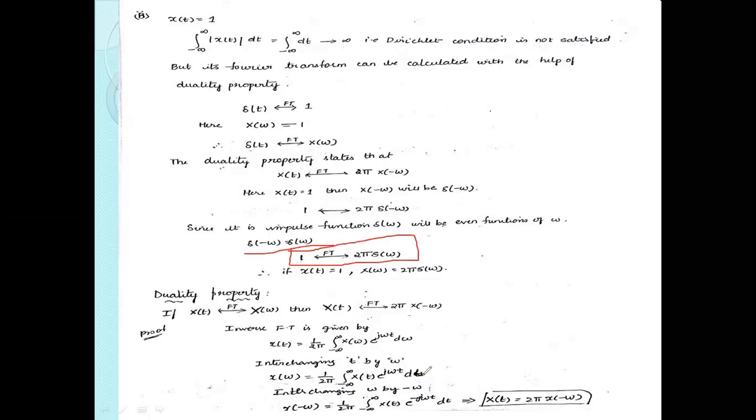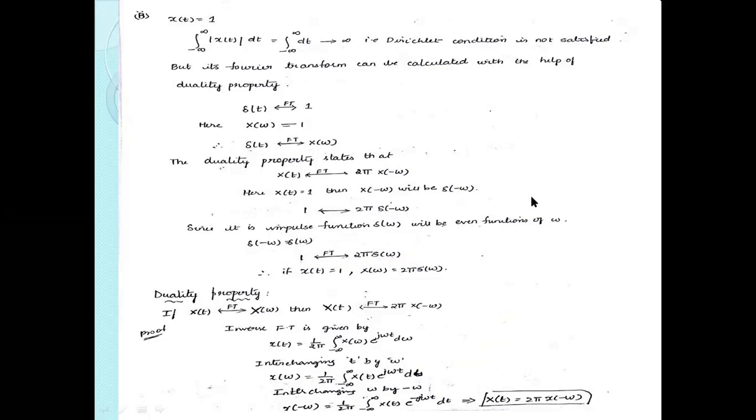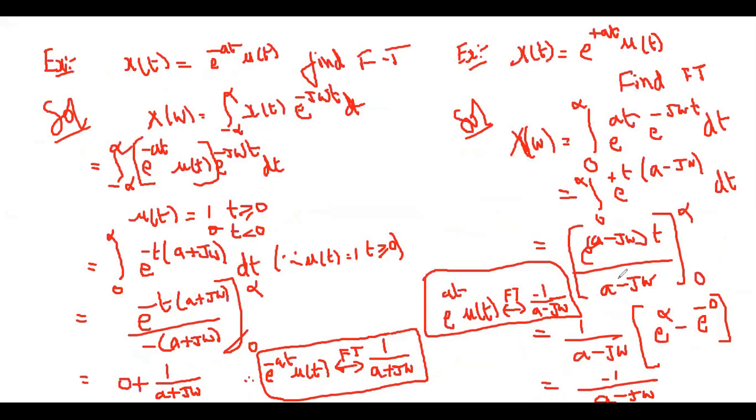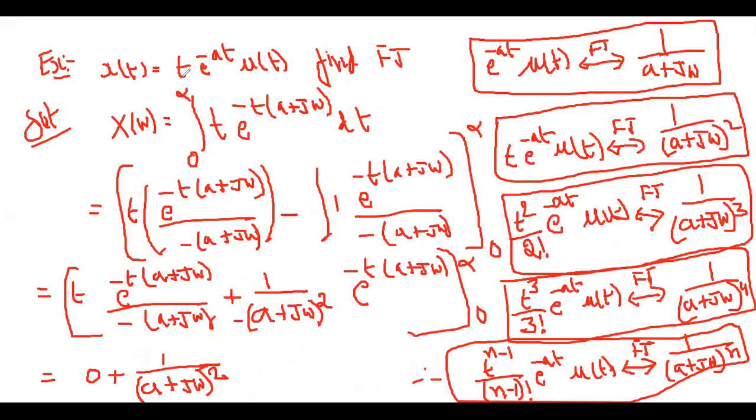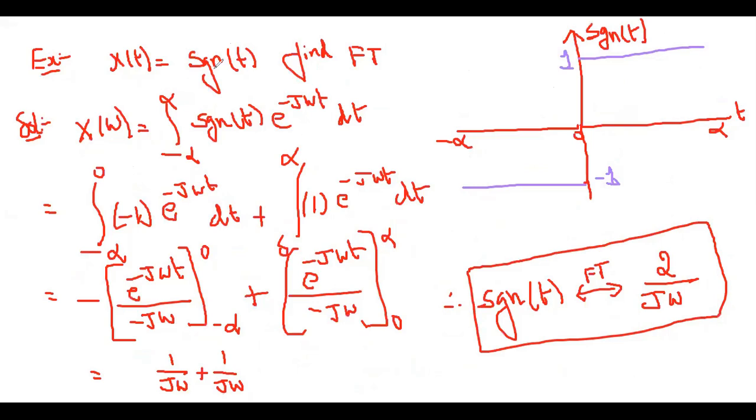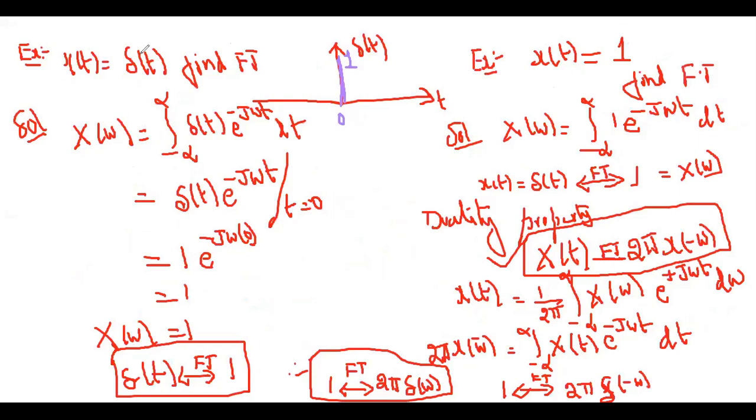Okay, by using this duality property, my students, it is very important. Today we discussed the Fourier transformation of e power minus at mu of t and e power plus at mu of t, and the Fourier transformation of e power minus a magnitude of t, and the Fourier transformation of t into e power minus at mu of t. When t is multiplied, 1 by a plus j omega becomes 1 by a plus j omega whole square, and so on. And the Fourier transformation of the signum function is 2 by j omega, the Fourier transformation of the impulse function is 1, and the Fourier transformation of a constant is 2 pi into delta omega. Got it? It is a very, very important matter.